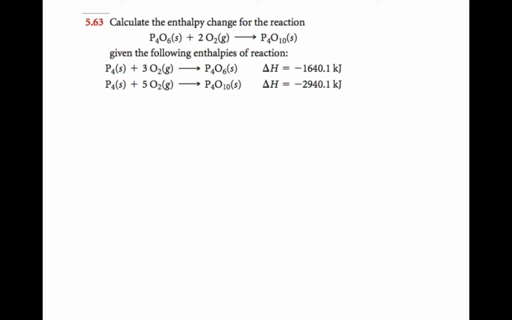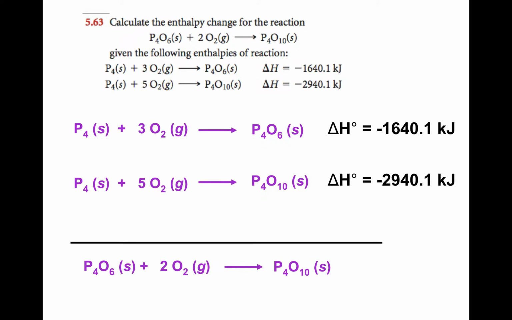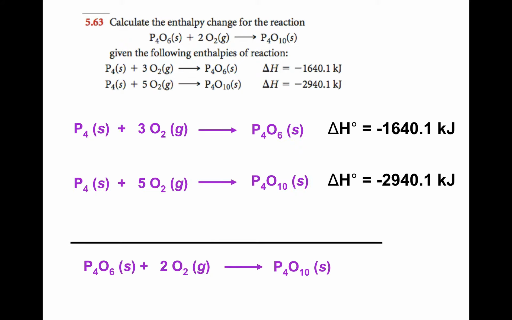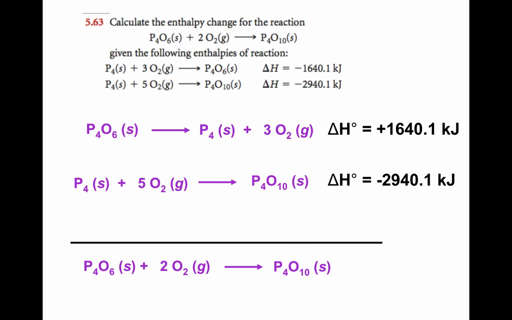So how can I manipulate these? When I add them together, I come out with the equation that I want. Whatever I do to the chemical equation, I have to do to the delta H. So this is what I'm given. All right, I'm given the heats of formation of these 2 things. So I notice I want to combust tetraphosphorus hexaoxide. I want that going in as a reactant. So I'd have to turn the heat of formation of tetraphosphorus hexaoxide around. So if I do that, I change the sign on delta H, right? If it's exothermic in one direction, it's endothermic in the other direction.